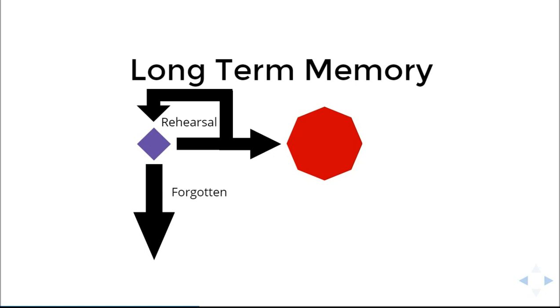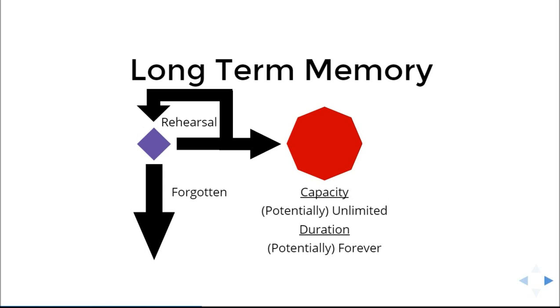And so the long-term memory has a capacity that is potentially unlimited and a duration that is potentially forever. What this means is once information is stored in your long-term memory, you won't forget it unless you go through certain circumstances, which we will talk about in a later episode.